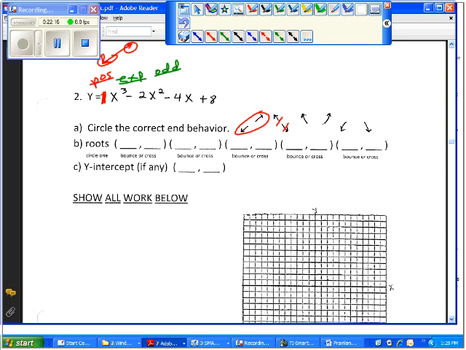Now we want the roots. How many roots are there going to be? 3, because it's x to the third power. So since it's x to the third power, we're going to have 3 roots, and the roots are the values of x when y equals 0. So we need to factor this cubic. Haven't done one of those yet this year.